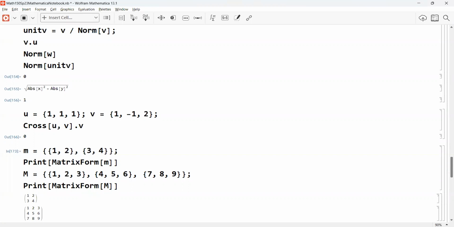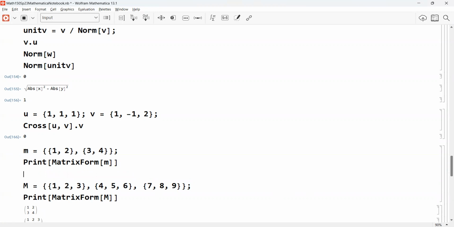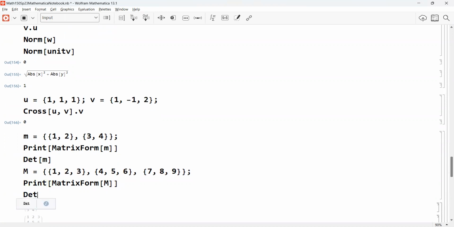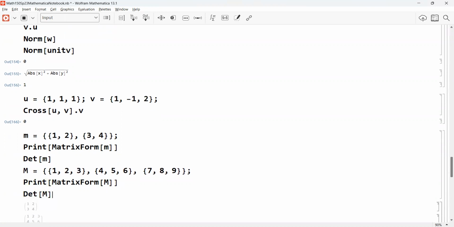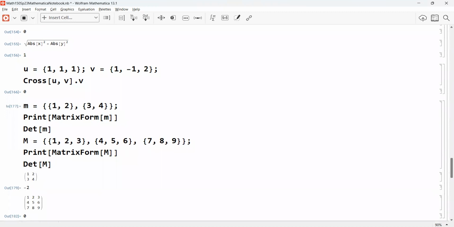The determinant. So what do you think is the command for determinant? What would you guess? DET for determinant. And so I'll do determinant of M, and I'll do determinant of big M. And so the determinant of the first one is -2. The determinant of the second one is 0.